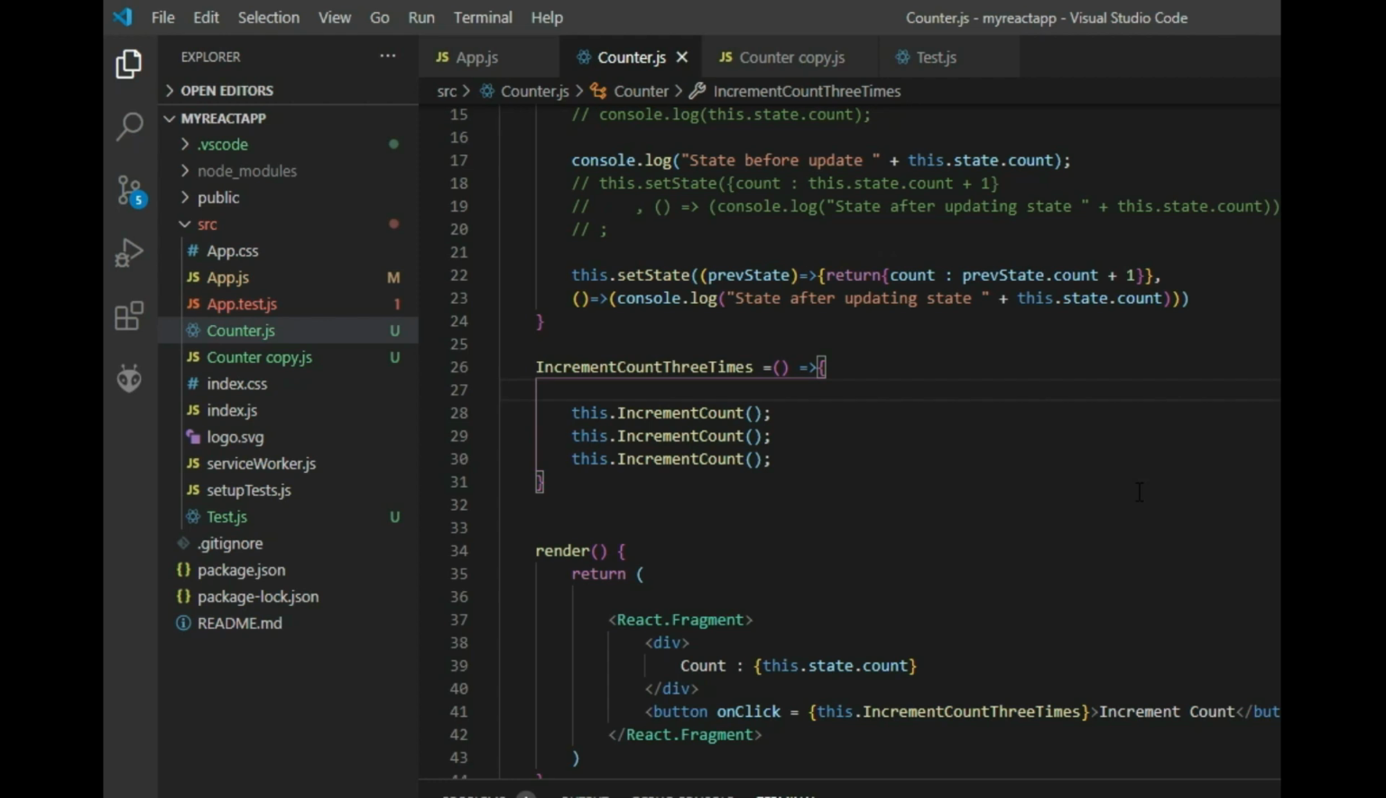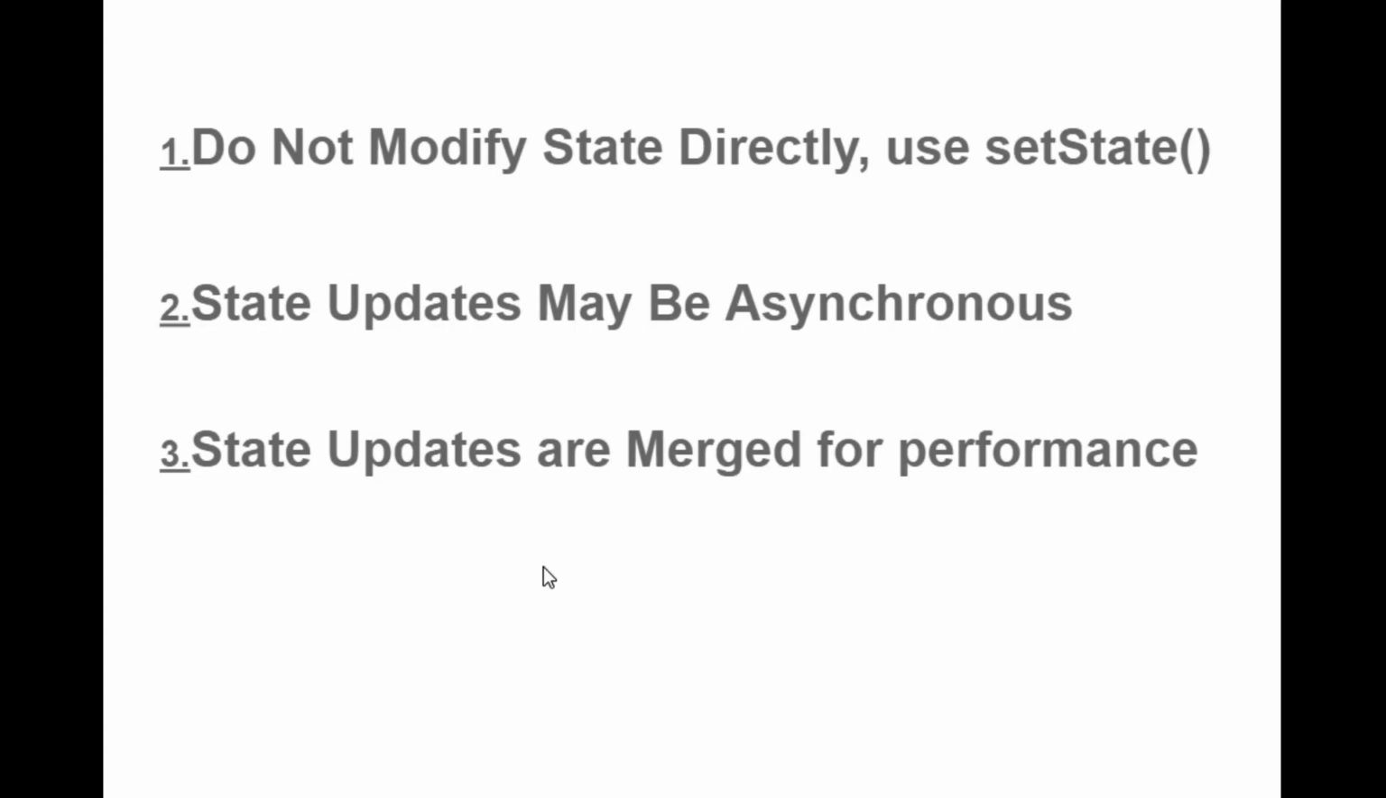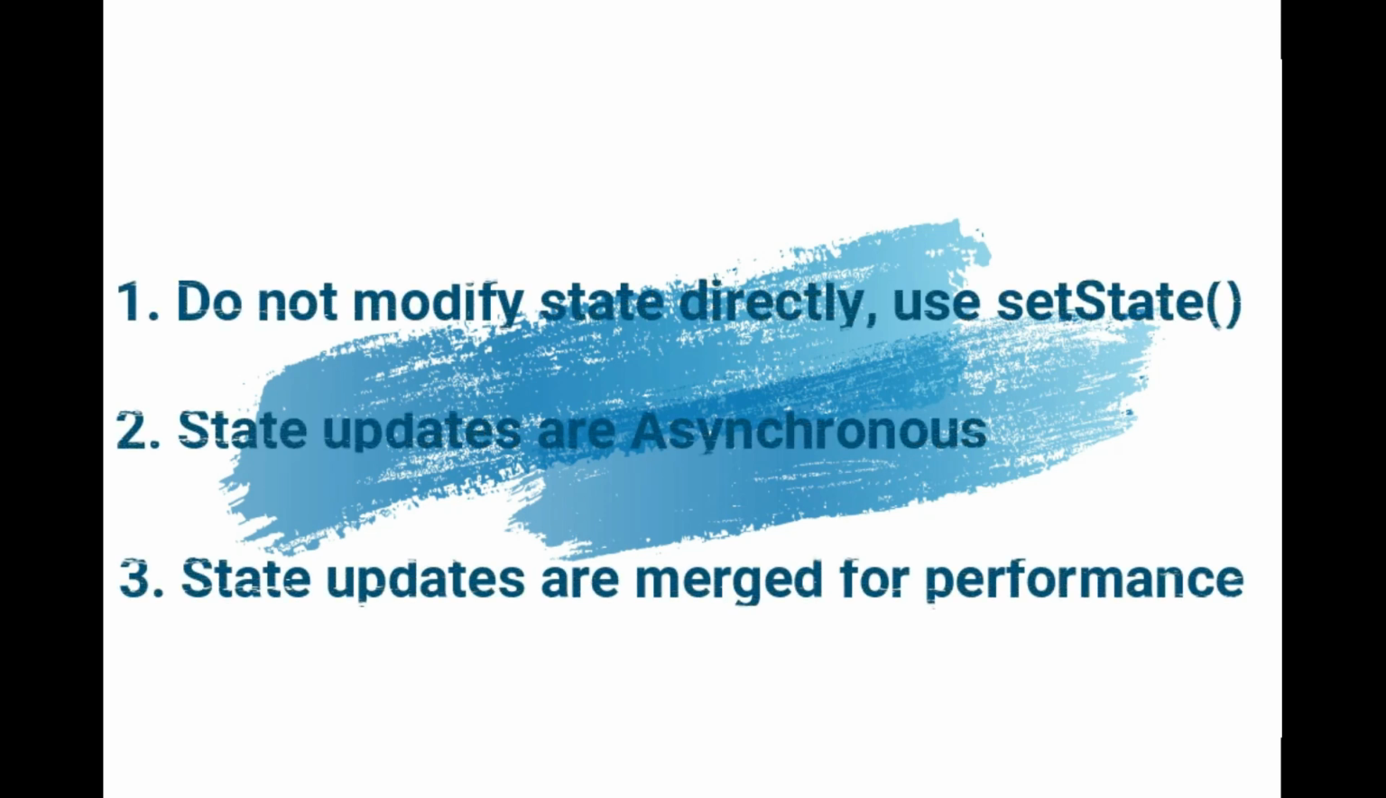Now let's summarize what we have learned in this video. The first thing which we have learned is do not modify state directly. If we modify directly, the component will not re-render. So use setState. setState re-renders the component. The second one is state updates may be asynchronous. So in your code, if you want to use the updated state, then use the callback function of the setState. And the third one is state updates are merged for performance. React batches multiple setState calls into a single update for performance.